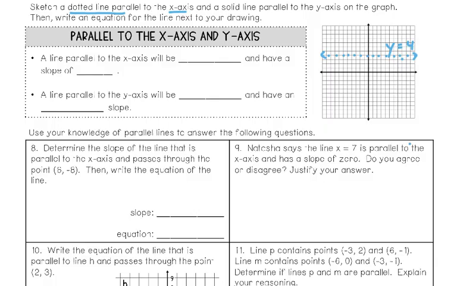All right, on this graph, I have drawn a dotted line parallel to the x-axis. That equation is y equals 4. And next, I drew a solid line parallel to the y-axis on the graph. That line is x equals -5. So this will be true for any line that's parallel to the x-axis. It'll be horizontal just like mine, and it'll have a slope of 0 every single time. The same thing is for my line that is parallel to the y-axis. It'll have a vertical line, and it'll always have an undefined slope.